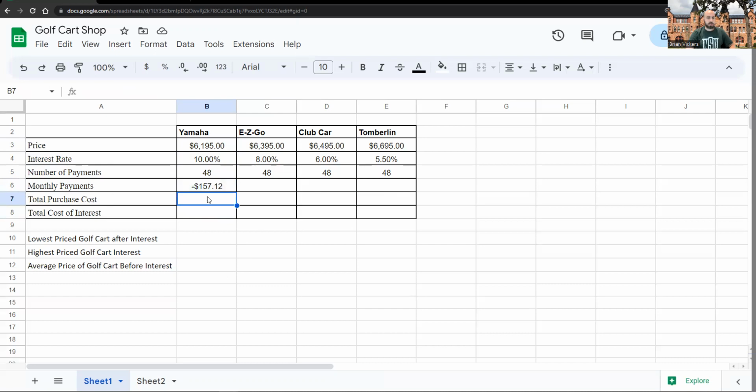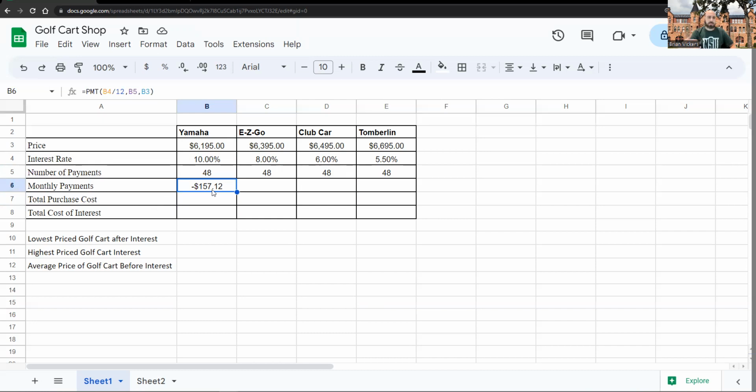Total purchase cost, that is going to be the total cost that we're going to pay, which is our monthly payments times the number of periods we pay on. So 157.12 times 48, that's going to tell us the actual price we pay for this vehicle. Now, you might be wondering, why is this a negative number?